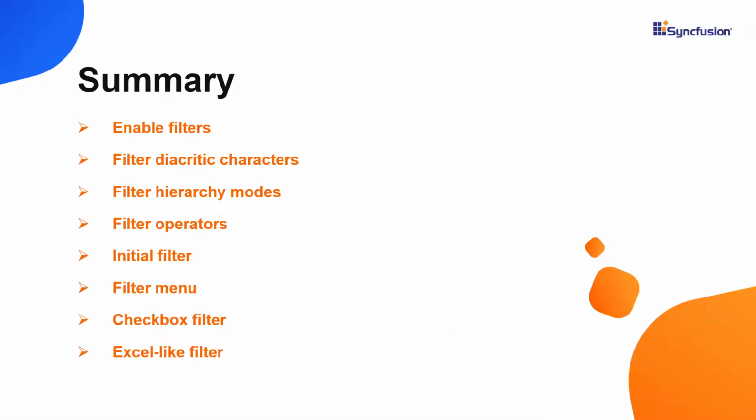A quick recap of what we have seen so far. I showed you how to enable filters in a tree grid with its different modes and types. I also showed you the different filter operators based on the column data type and how to filter on initial loading.